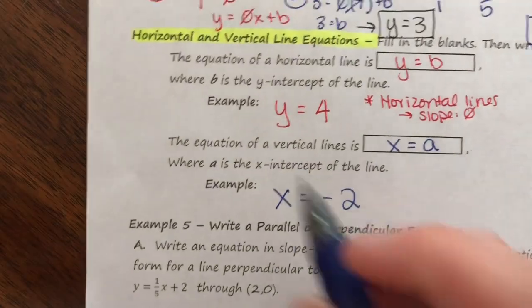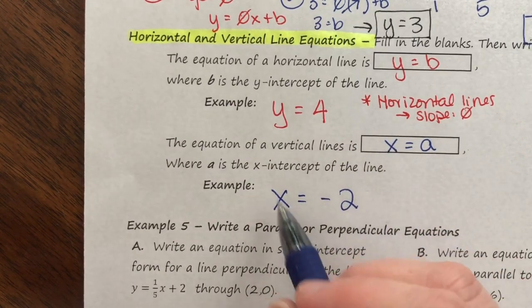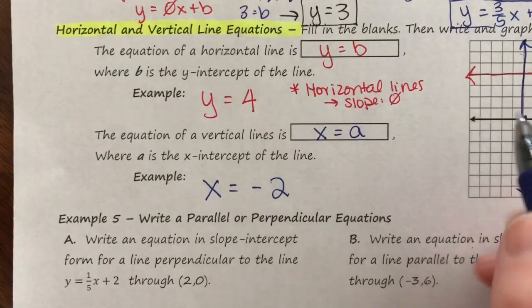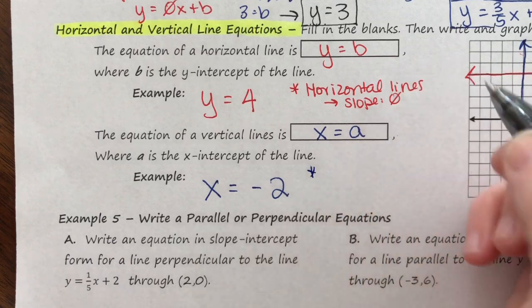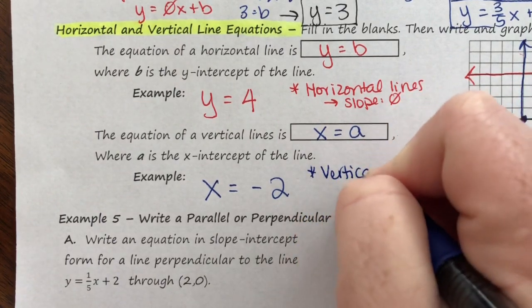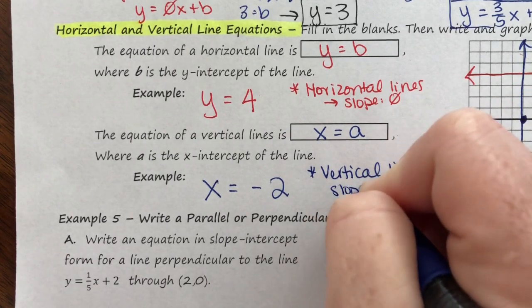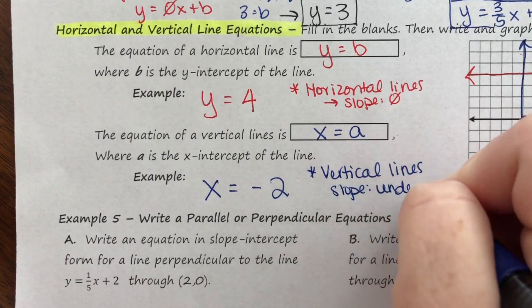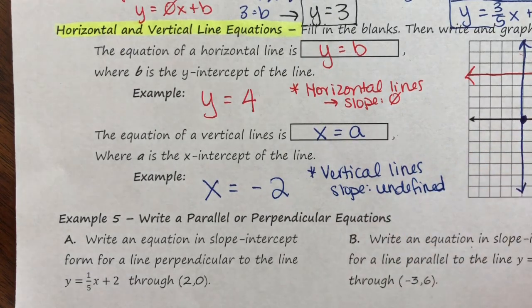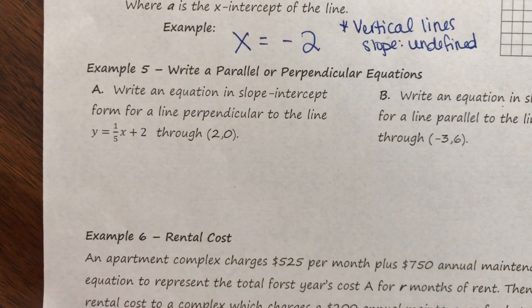Okay, so when you have a horizontal line, you'll just see y equals a number. When you have a vertical line, you'll see x equals a number. And vertical slopes are undefined. There is no slope. You can't have it. Okay, almost done. I promise. I'm hurrying. Hopefully this is helping you guys.